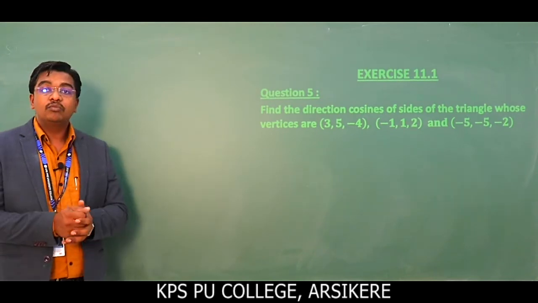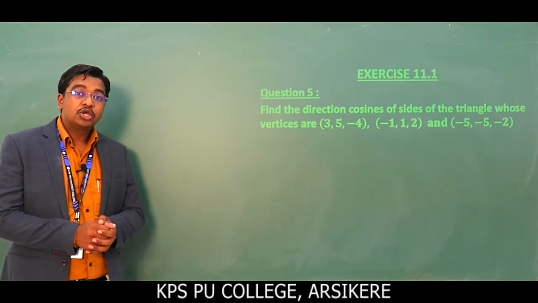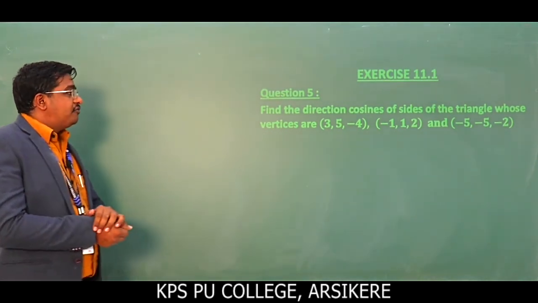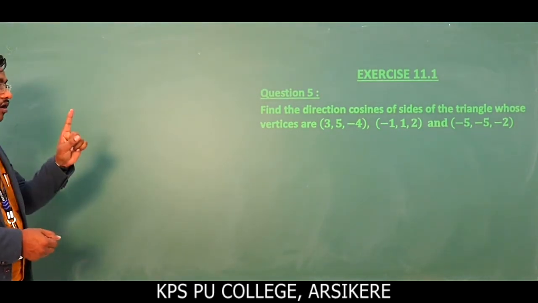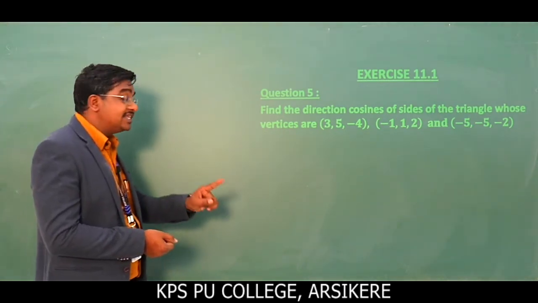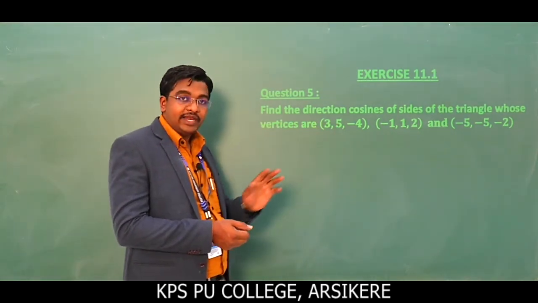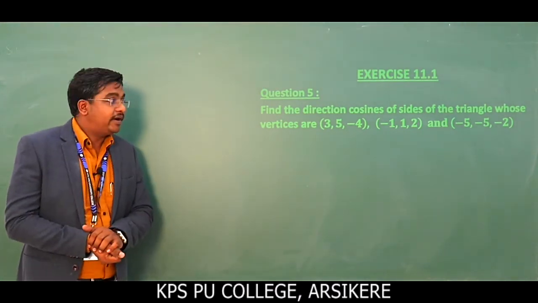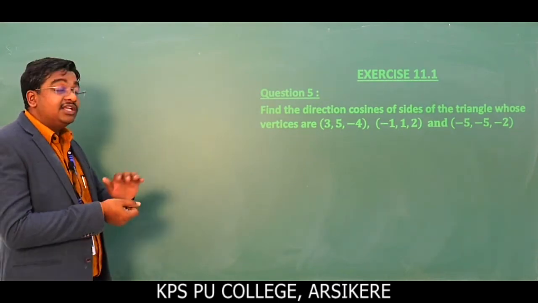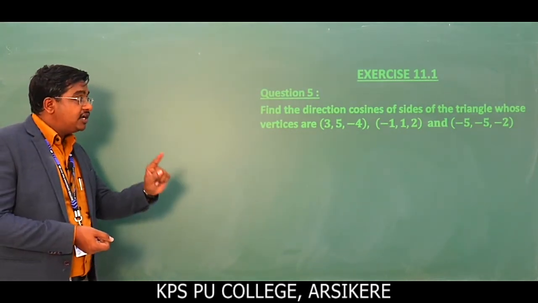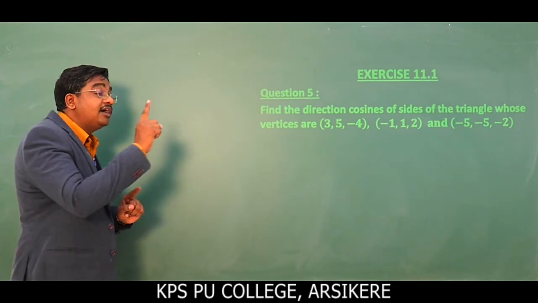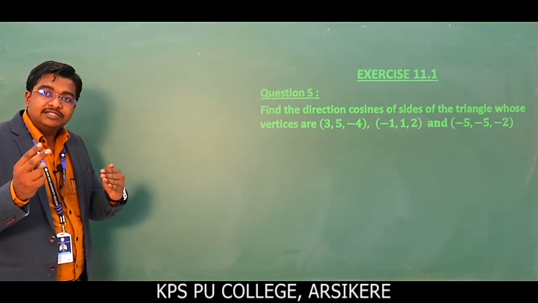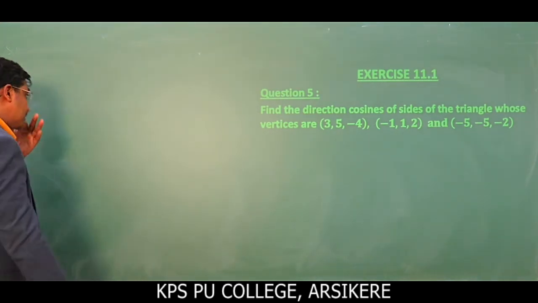Now dear student, moving to the next problem, question number 5 on exercise 11.1. Find the direction cosines of the sides of the triangle whose vertices are (3, 5, -4), (-1, 1, 2) and (-5, -5, -2). Here we need to find the direction cosines of the sides: AB, BC and CA or AC.